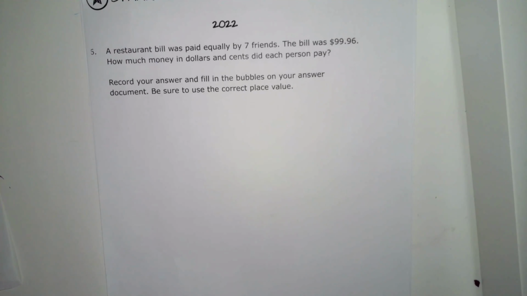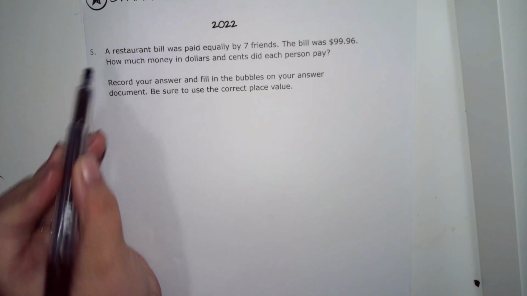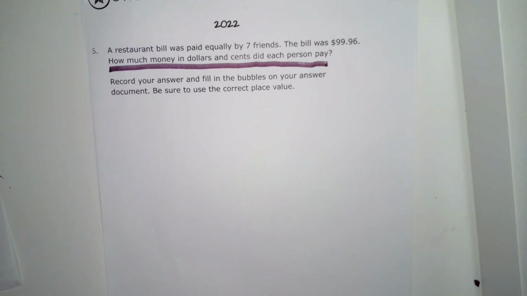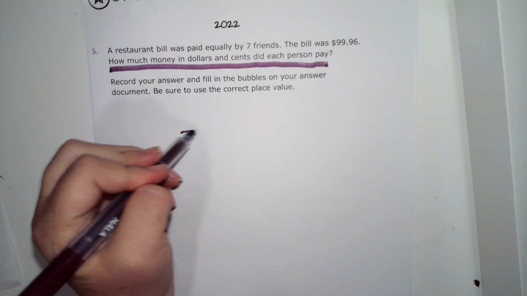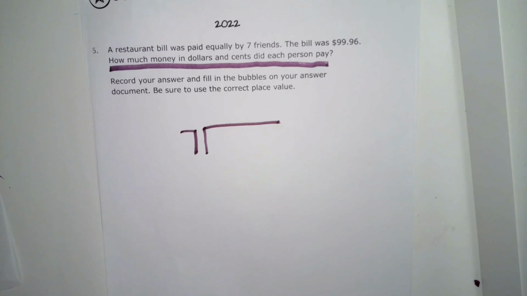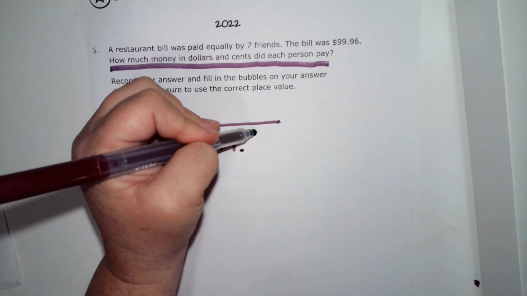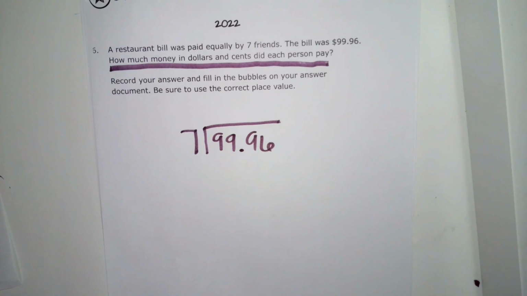All right, boys and girls, let's see if my answer and your answer were the same. Okay? I'm going to go all the way up here to my question mark. How much money in dollars and cents did each person pay? So a restaurant bill was paid equally by 7 friends. That means I'm going to divide it 7 ways. I'm going to put my 7 here because whatever number it is, I'm dividing it 7 ways. The bill was $99.96, and I'm going to do it again 7 ways.